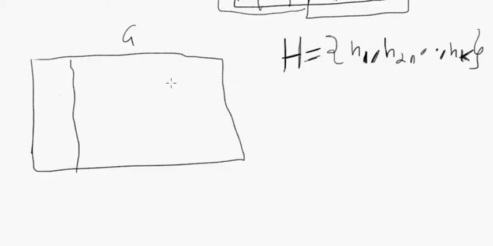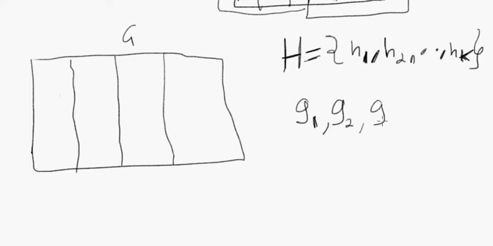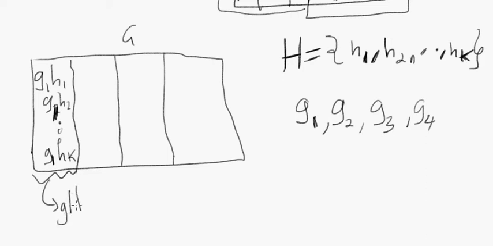Perhaps we can find elements G1. Let's break this up into maybe 4 pieces. Perhaps we can find elements G1, G2, G3, G4, and have the following property that, for instance, G1H1, G1H2, dot dot dot, G1HK. What is this? Well, this is just the coset G1H, where these are all taken to be elements of G, by the way.